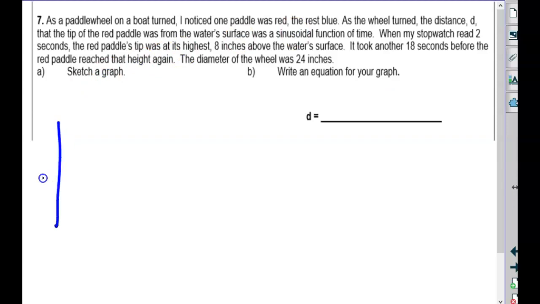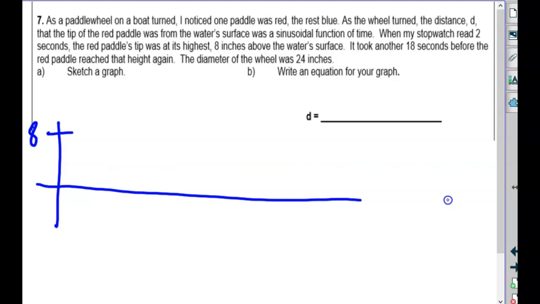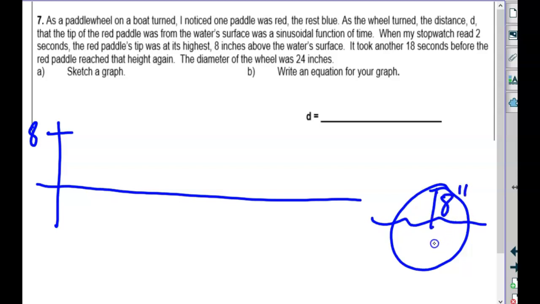Distance the tip of the red paddle was from, okay. Did you read the question, guys? I think this goes negative. Its highest is 8 inches. Okay. There's water here. It goes 8 inches above, but the whole diameter is 24 inches. So 8 above minus 24 from 8 is negative 16. Okay. So the paddle wheel comes 8 inches out of the water or goes 16 inches in the water.